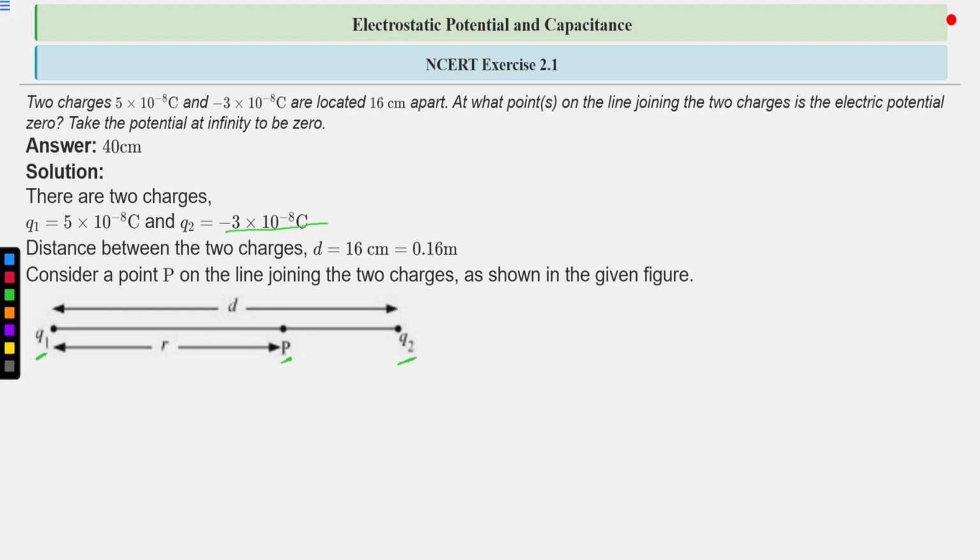So the distance between the two charges D equals 16 centimeter, and consider a point P on the line joining the two charges as shown in the figure. This P point is between Q1 and Q2 at a distance R from the Q1 charge. So P is at distance R from Q1, and from Q2 the distance of P is D minus R. R is the distance of point P from charge Q1.